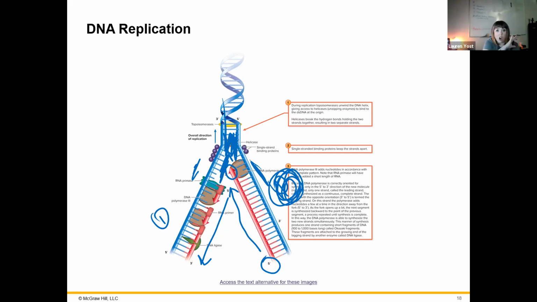Each fragment also has to have an RNA primer because we have to build it off of something. So these have their own RNA primers, and we have to go in there later on and add in nucleotides to replace the RNA with DNA, because we need deoxyribose instead of ribose, right? And we can't use uracil. So that's the idea of how that works.